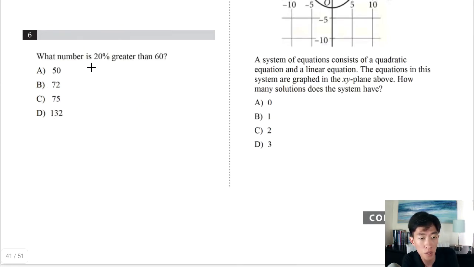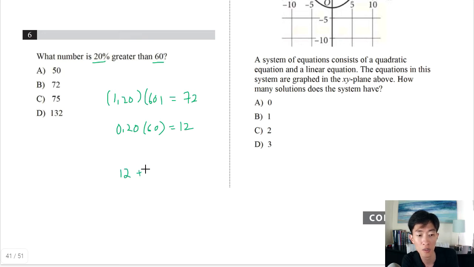Number 6, what number is 20% greater than 60? So if you're using your calculator, the absolute fastest way to do this is multiply 60 by 1.20, because that takes into consideration the fact that you're adding 20% onto the original. And so the answer is going to be 72. If you were to do it a little slower, you could multiply 0.2 by 60, and you're going to get 12, and then add that onto 60. That could work also. And if you're going to do it in your head, then just remember 20% is 1/5. So 60 divided by 5 is 12, and just add that onto 60. Either way, you're going to get 72, and that's the answer.